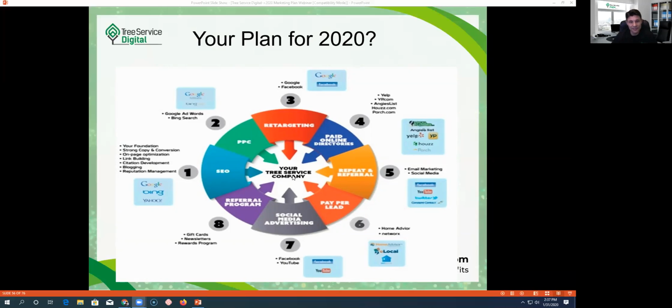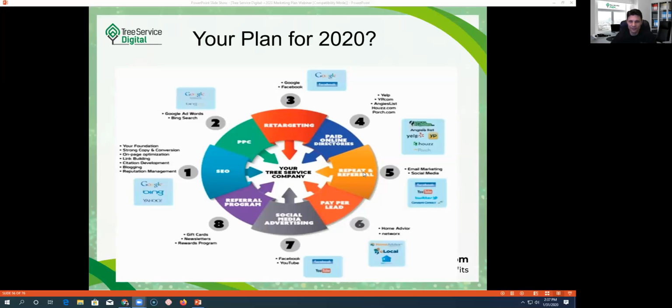Your SEO, your PPC, your retargeting, paid online directories if you need more lead flow, repeat and referral business, pay per lead with Home Advisor and Thumbtack if you want more and more coming in. Now, if you do these pay-per-leads with Home Advisor and Thumbtack, you need to make sure you've got a good follow-up system, because they get hit so many times. You want to make sure you're following up with them a lot. Social media advertising, and a referral program for your existing clients. All of these things help bring in more business from every angle.